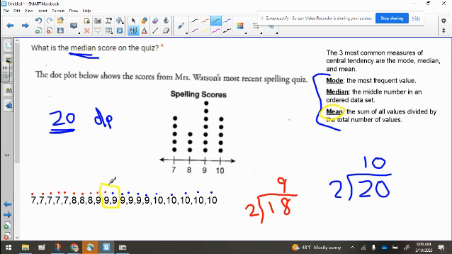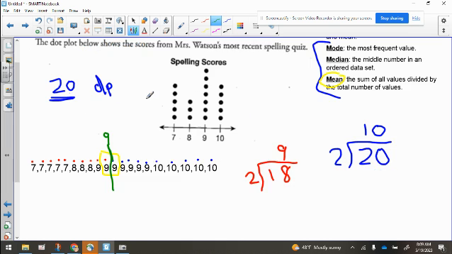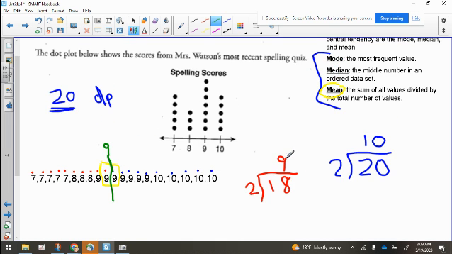Now, if we were going to just draw a line in between, the value 9 would be in the middle. Now, so you have to ask yourself, what's the answer, right? Because you're going to be choosing 9 as being the median.